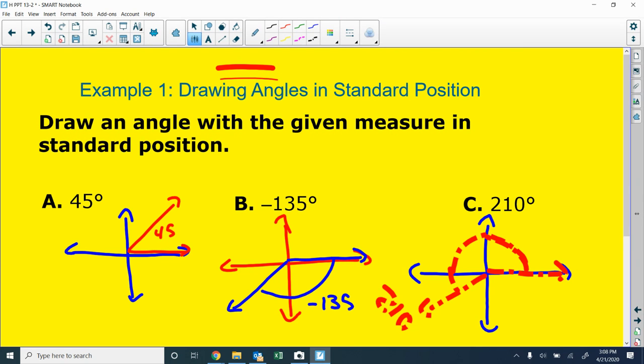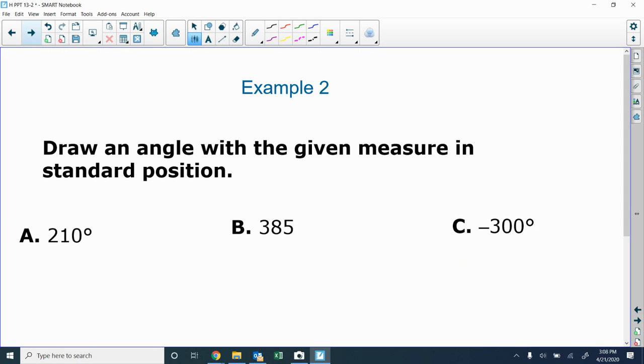All right. There you have it, drawings in standard position. Hopefully you feel just fine about that. Let's do another couple quick ones here.